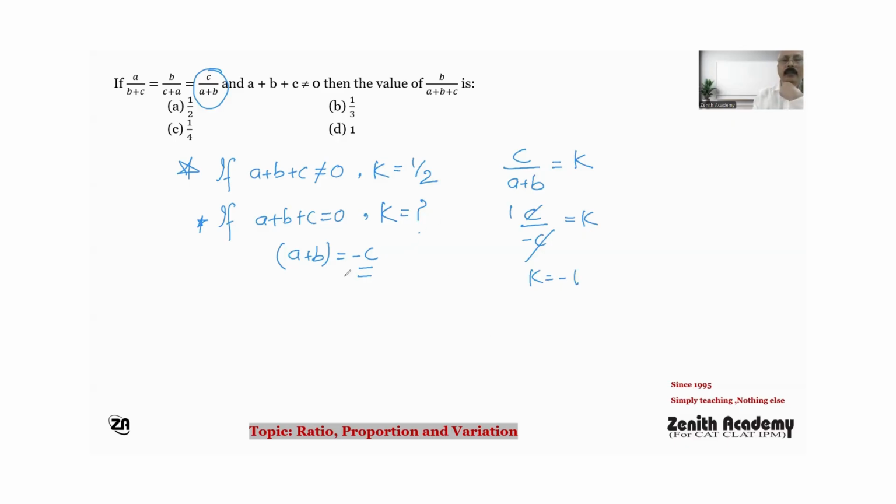तो अब क्या हो गया, अगर आपका दो रिजल्ट, if a plus b plus c equal to 0, then remember k will be equal to 1/2 for this. यानी a upon b plus c equal to b upon c plus a equal to c upon a plus b, and if a plus b plus c is not equal to 0, then learn this result, k will be equal to 1/2. And if a plus b plus c equal to 0, then k will be equal to -1. These are two results. एक रेडीमेड रिजल्ट दिमाग में रखिए, काम आएगा कभी.